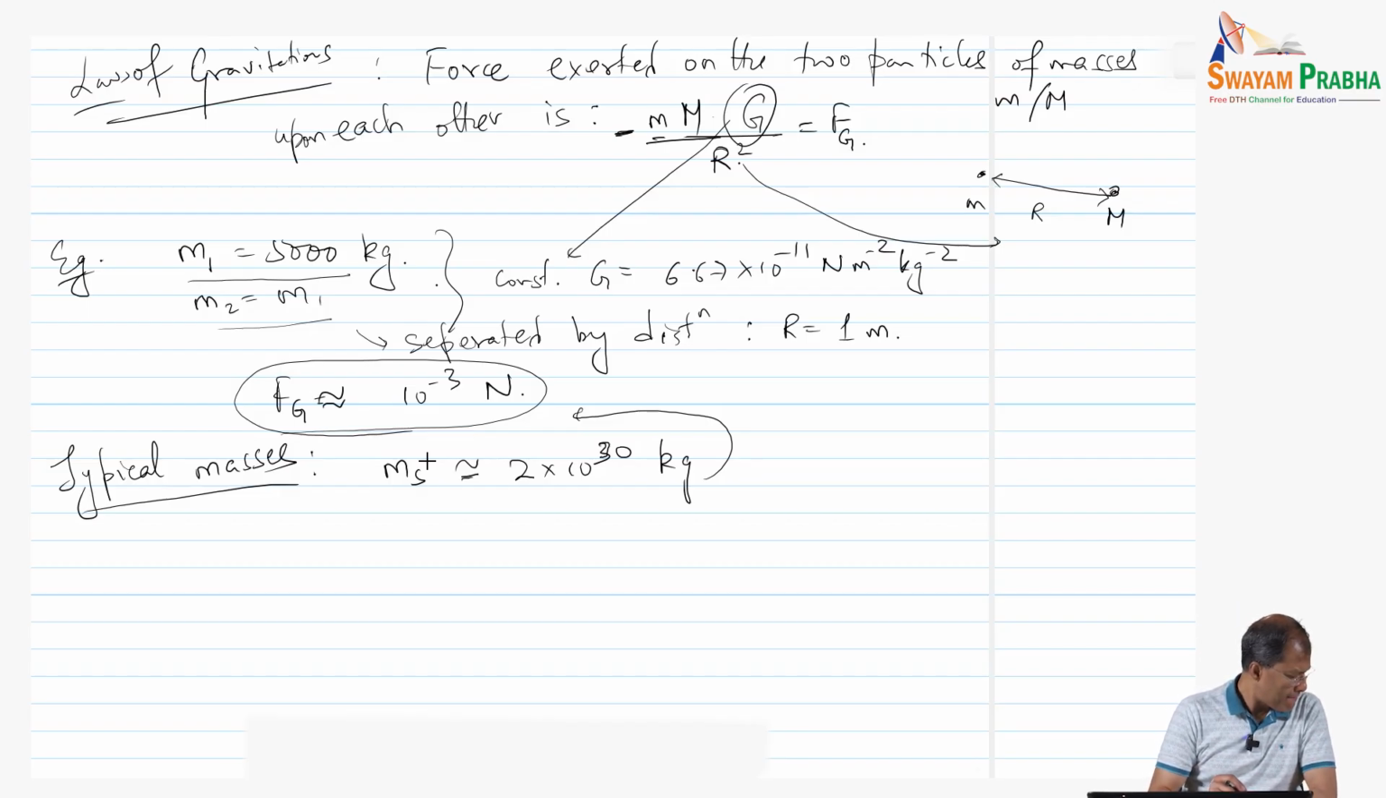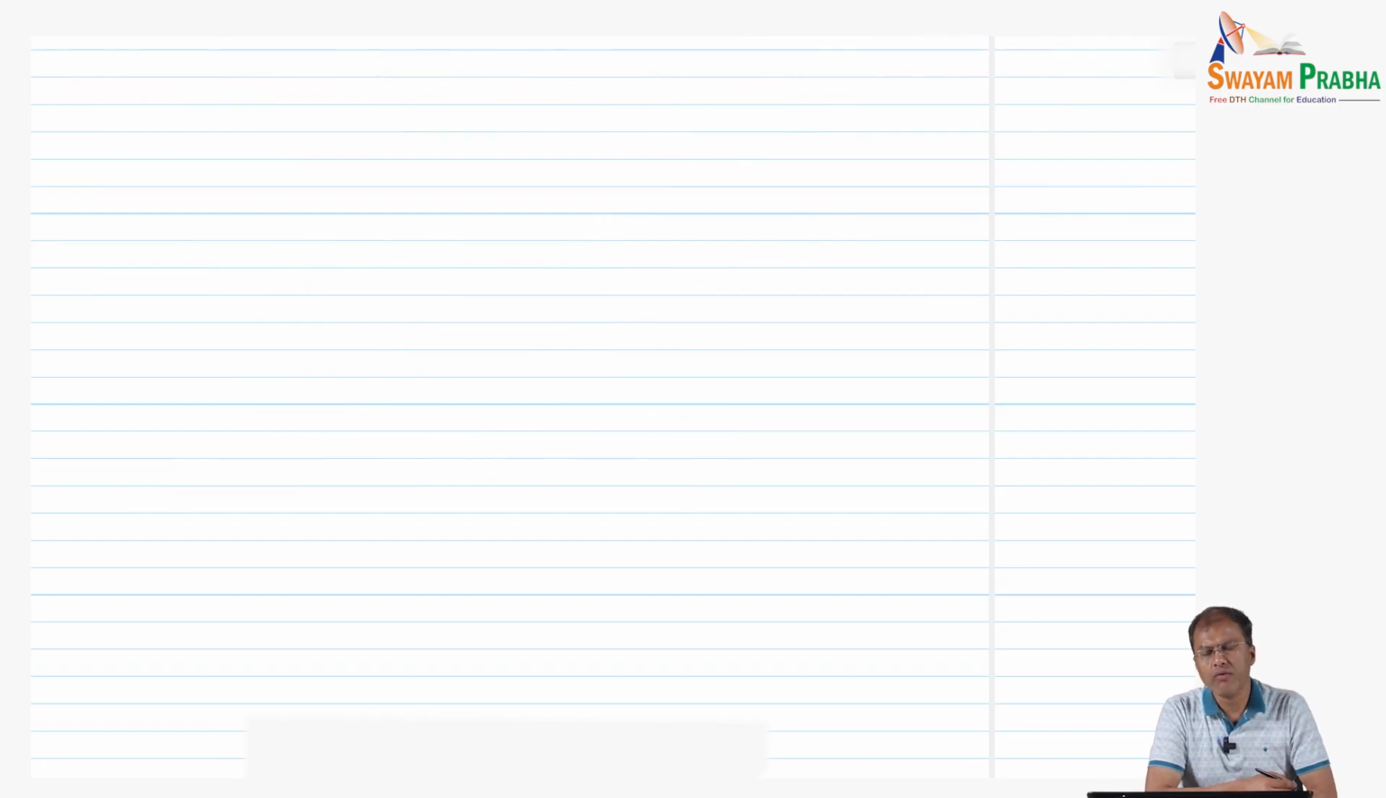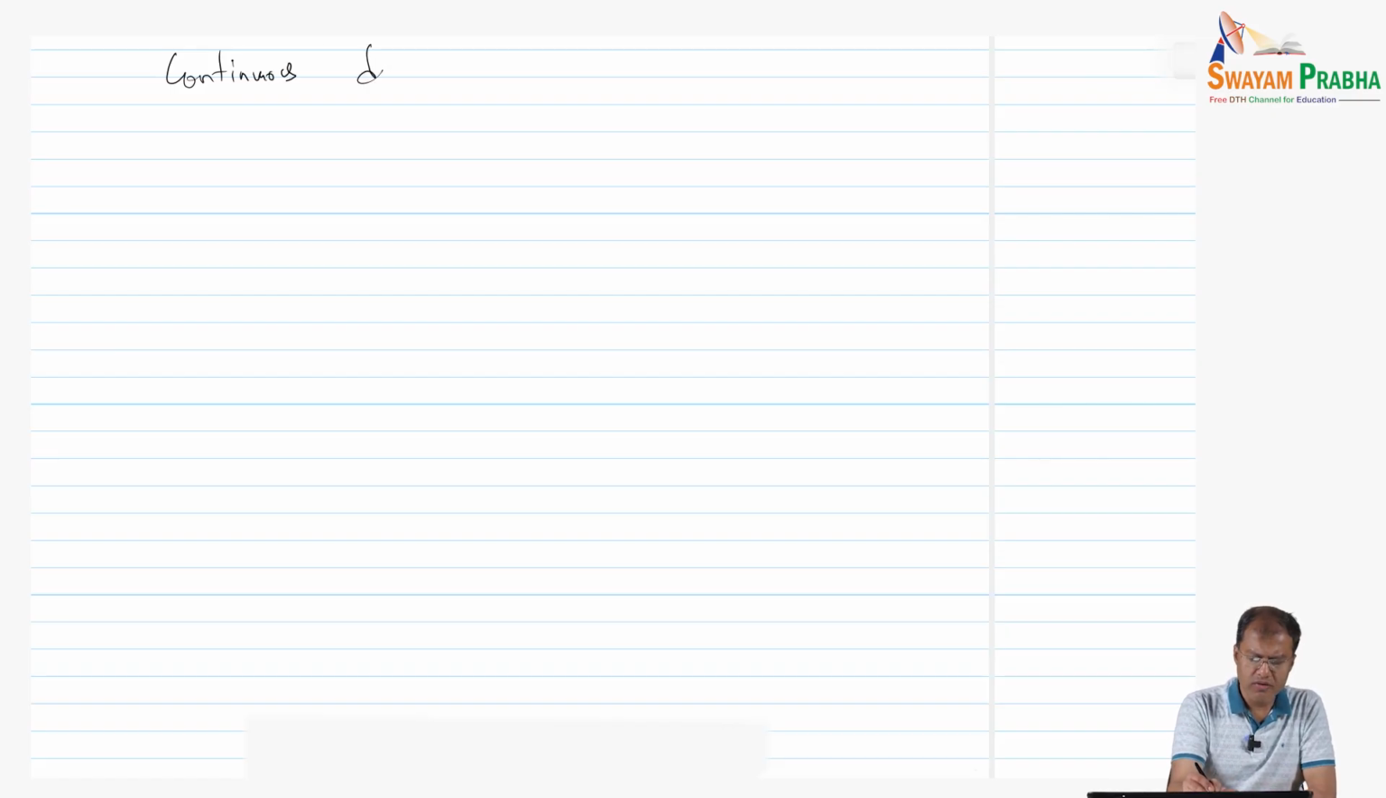So then, let us now dive into some more practical examples related to these gravitational forces of attraction. One practical question of interest is, what about the law of gravitation on continuous distribution of masses? Continuous distribution of masses.